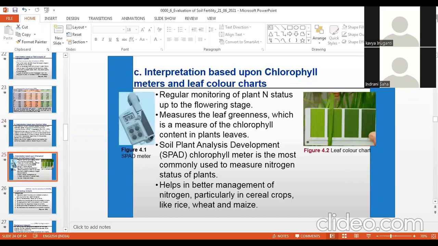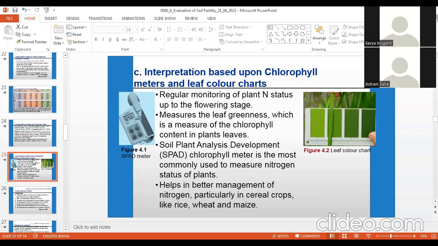Next is interpretation based upon the chlorophyll meters and leaf color chart. The chlorophyll meter or SPAD meter or leaf color chart are simple tools which check the greenness of the leaves. Greenness of the leaf is primarily governed by chlorophyll. If the chlorophyll levels are decreased, then the plant will show yellowing. If chlorophyll levels are sufficient, the plant will be green.